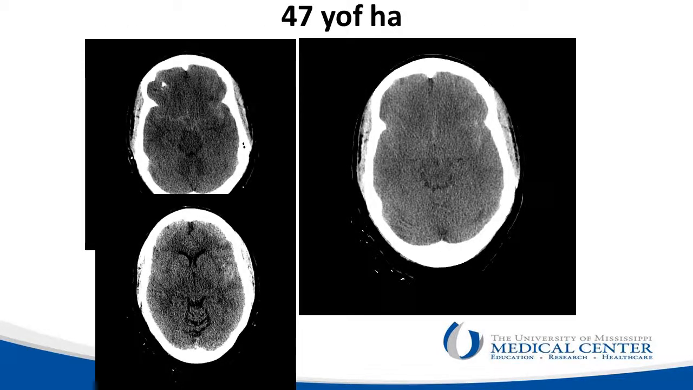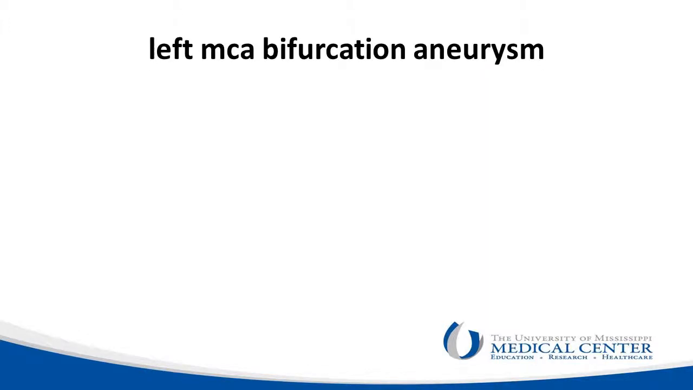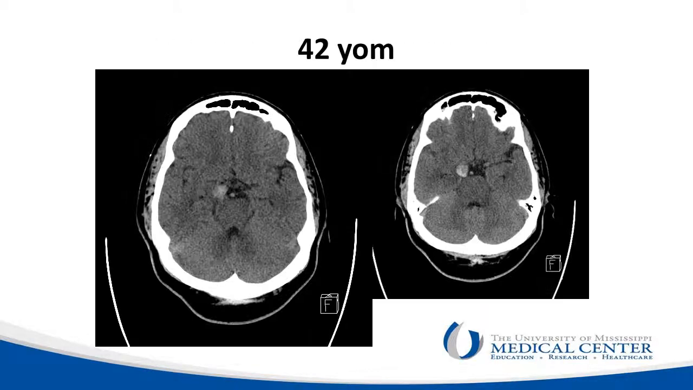This is a 47-year-old with headache. This is a little more subtle, but we do have hemorrhage in the suprasellar cistern and hemorrhage extending into the sylvian fissures. A CTA is performed. We see that there is abnormality in the region of the left middle cerebral artery, and that's a left MCA bifurcation aneurysm.